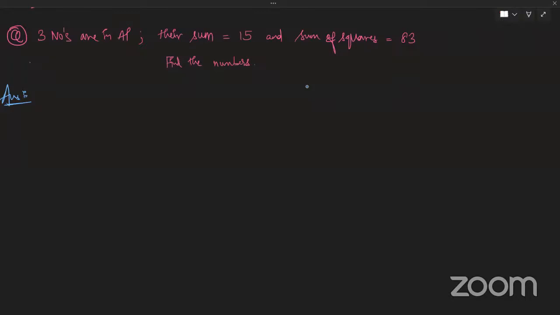Good evening, sir. Hi, good evening. Hello. So hi, this is the question. Three numbers are in AP. Their sum is 15 and their sum of squares is 83. So can you find the numbers?